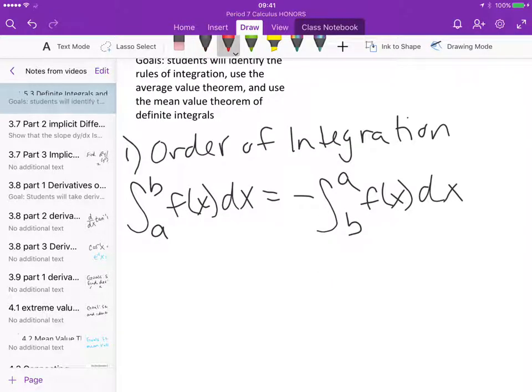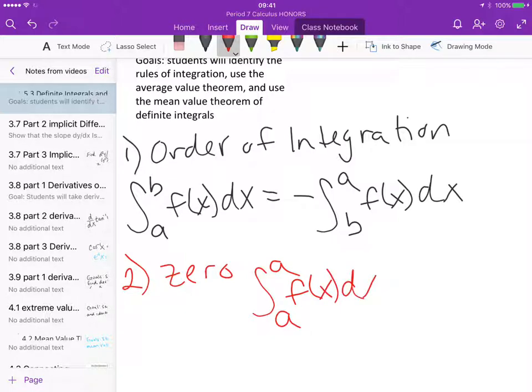All right, moving right along. The second rule we're going to look into is called the zero rule for integration. What this shows is that if you are not changing your upper and lower limits, your integral will result in 0. So let's say the upper limit and the lower limit are the exact same thing. When you subtract them, they cancel out and give us 0.